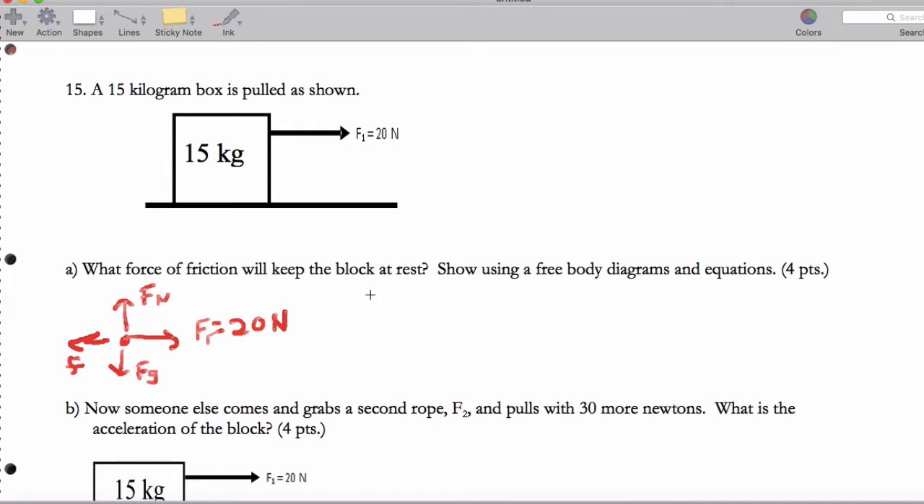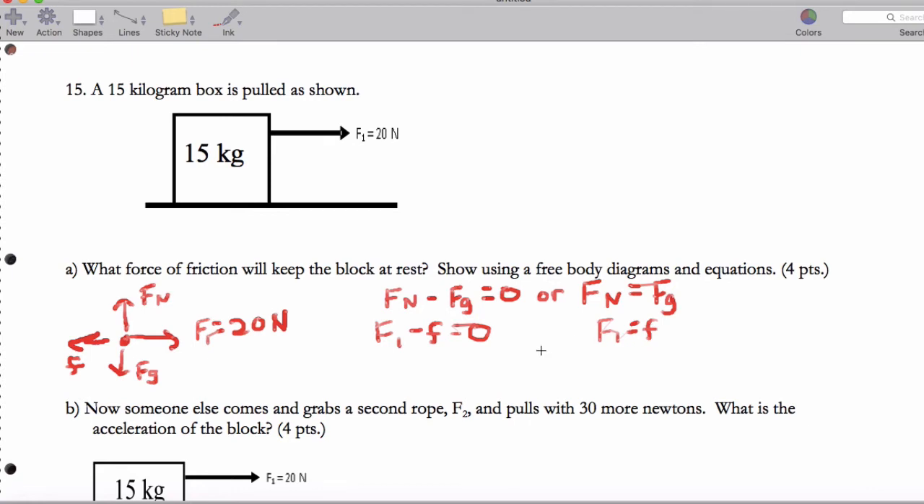And so when I set up my equations, vertically they balance because the block doesn't fly up into the air. So I have Fn balances Fg. You can write it like this, or if you're in honors physics, F sub g, or in F period, you can write it like this. Either one is okay. And then horizontally we have F1 minus the friction force equals 0, or you can just write F1 equals F.